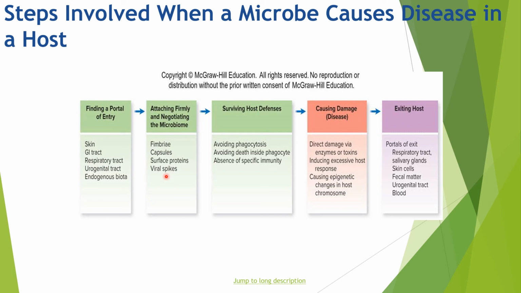But what are some factors they might have that would help them attach? Like fimbriae, having a slime layer, having a capsule will definitely make it harder for your immune system to go ahead and attack them. They might have surface proteins that will attach to certain receptors on the host cells. Again, viral proteins or viral spikes will attach to that specific receptor on the host.